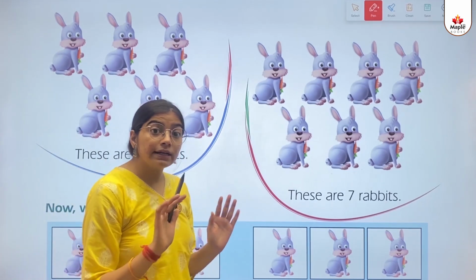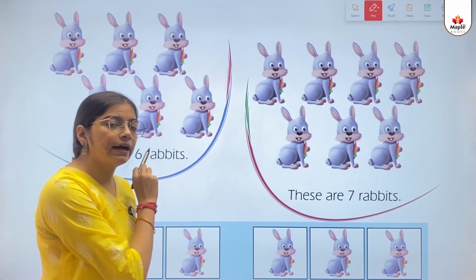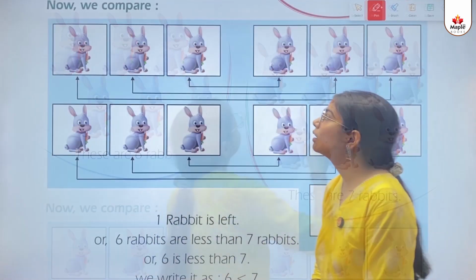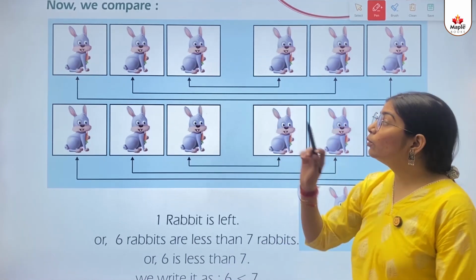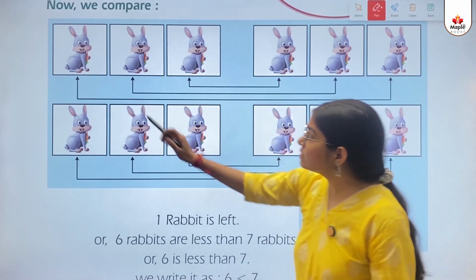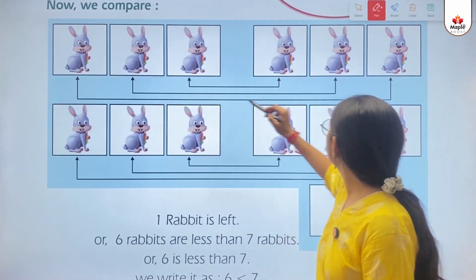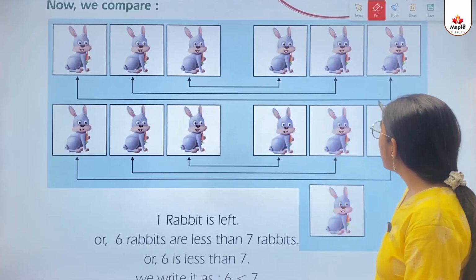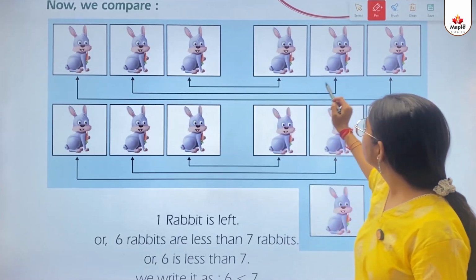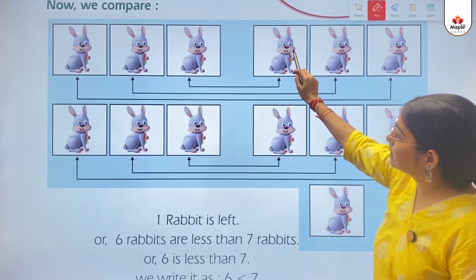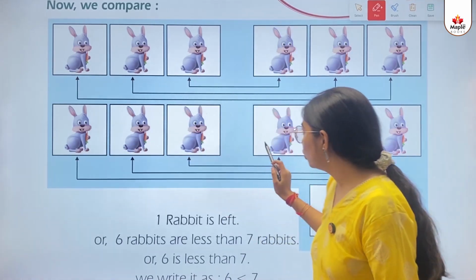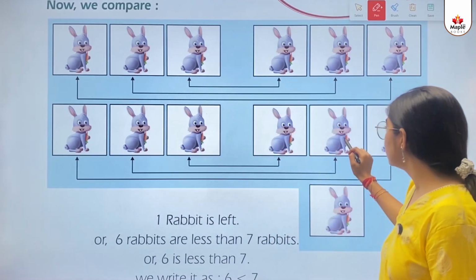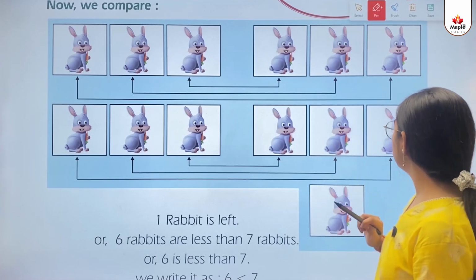Again, you need to remember the numbers. In the first side, there are 6 rabbits. In the second side, there are 7 rabbits. Now, we will compare both the sides with each other. As you can see, first rabbit is compared with this rabbit. We can see the comparison with the help of the arrow. Second rabbit with this rabbit. Third rabbit with this rabbit. Then in the next row, this rabbit is compared with this, this rabbit with this, and this rabbit with this.